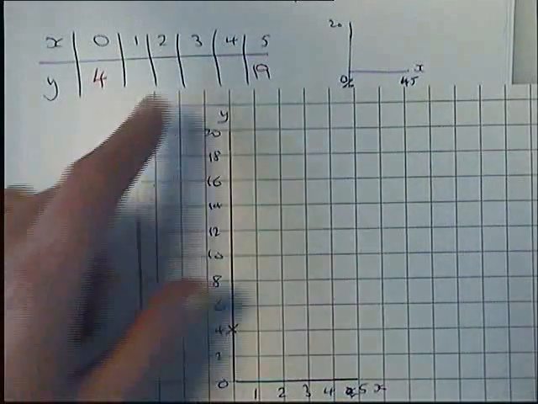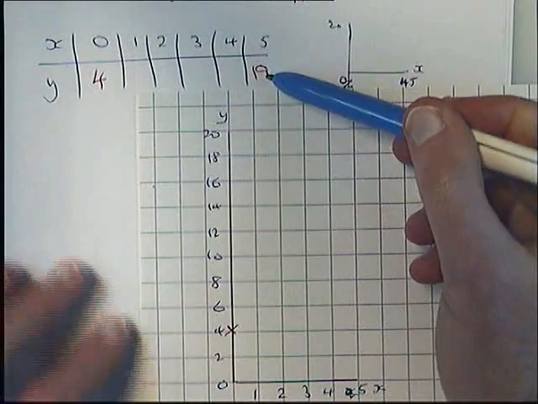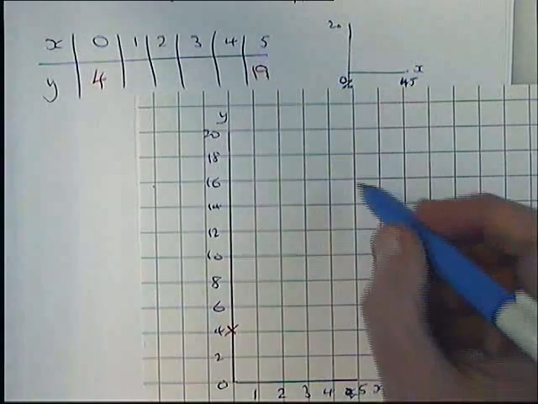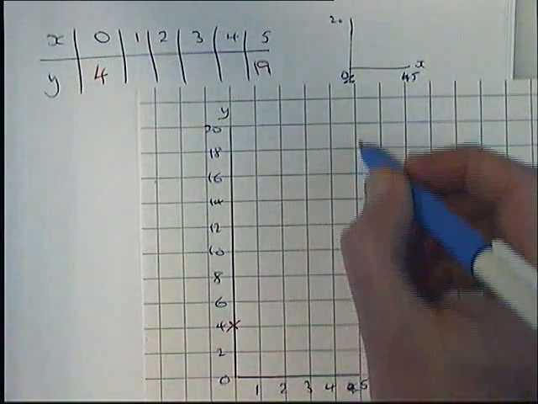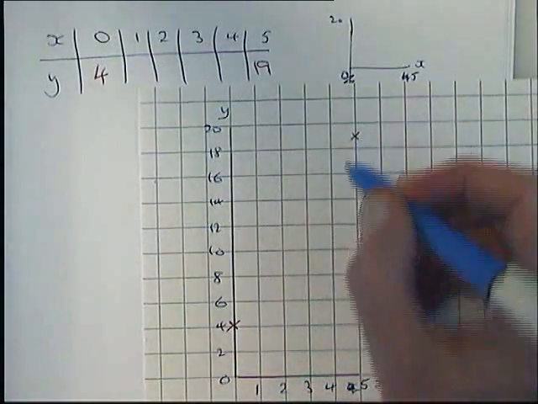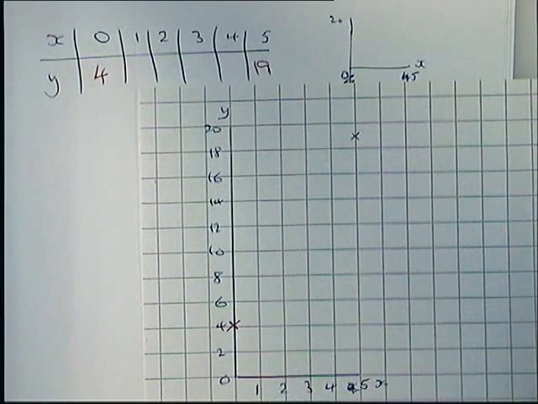So when I go along to 5, I know I need to go up 19. Well, 19 is halfway between 18 and 20, so come up above 5, halfway up would be there. And you should have a whole set of crosses, 6 crosses in all, and you should be able to join those up with a straight line.